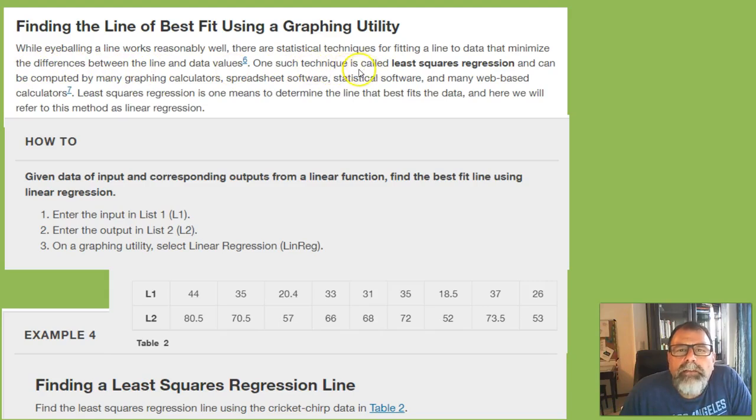One such technique is called least squares regression and can be computed by many graphing calculators, spreadsheet software, statistical software, and many web-based calculators. You can do it by hand. It's a pain, but you can do it by hand. But having said that, you don't want to do it by hand. You want to do it with technology. Least squares regression is one means to determine the line that best fits the data, and here we will refer to this method as linear regression.